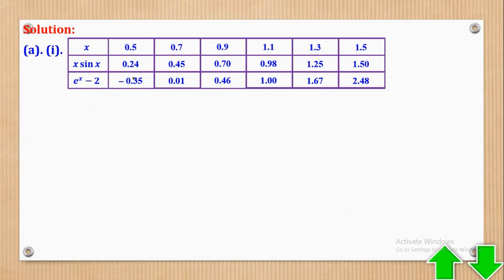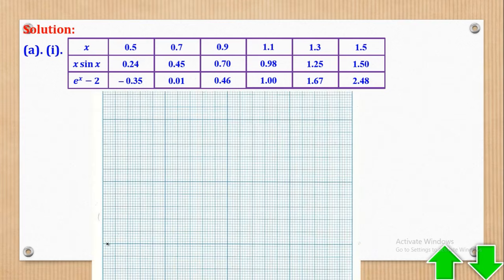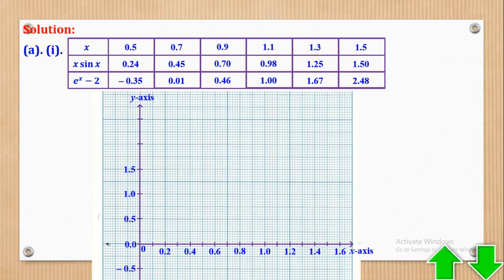After that we shall plot. Now plotting, you need a graph paper. On the graph paper you will put the x-axis and y-axis, and the axes should be labeled. Then next is to put the scale for the horizontal axis. Then we shall also put a scale for the vertical axis. Then next is now to plot.